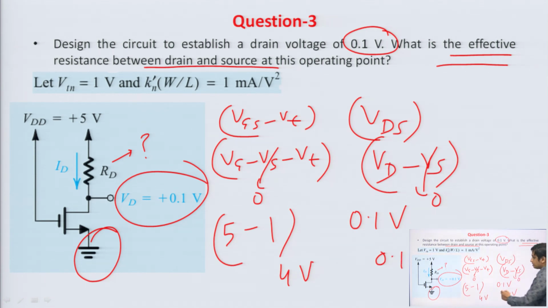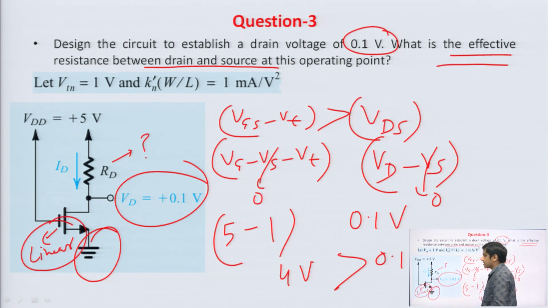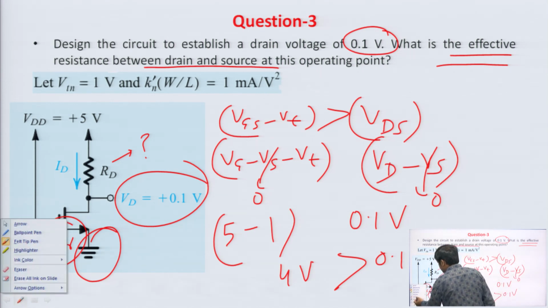So, which one is greater? Your left hand side is greater. So, your Vgs minus Vt is greater, so your transistor is in linear region. So, sufficient parameters are given, that is why we could easily find out the region of operation of the MOSFET, that is the linear region, fine. Now, we know the region of operation.